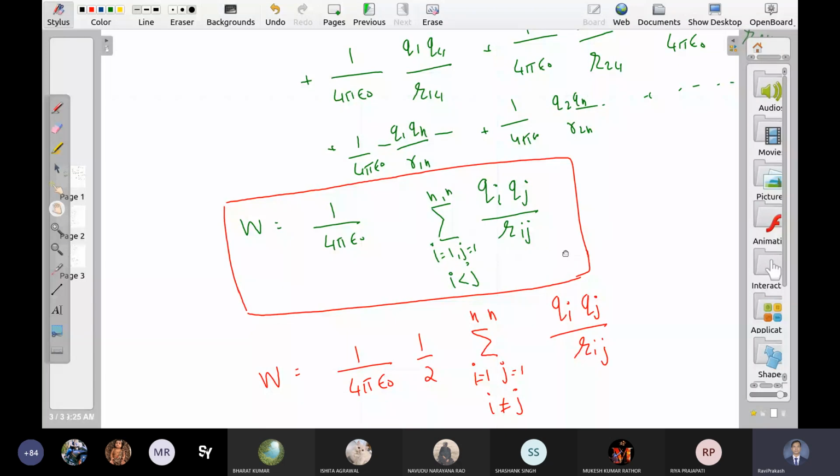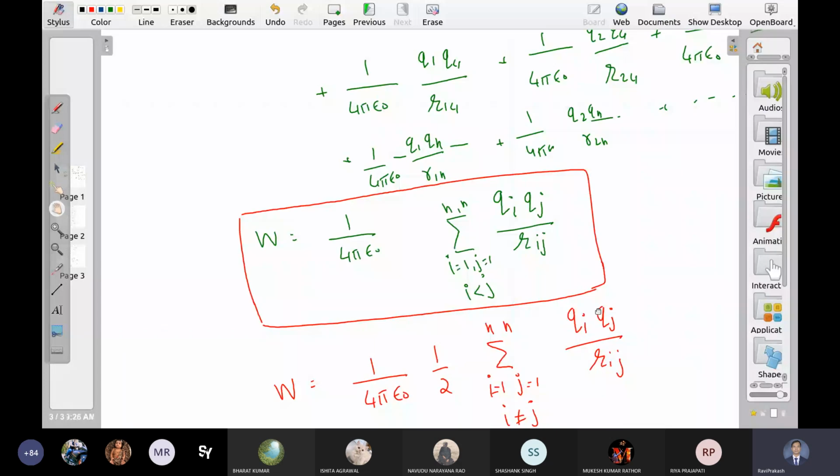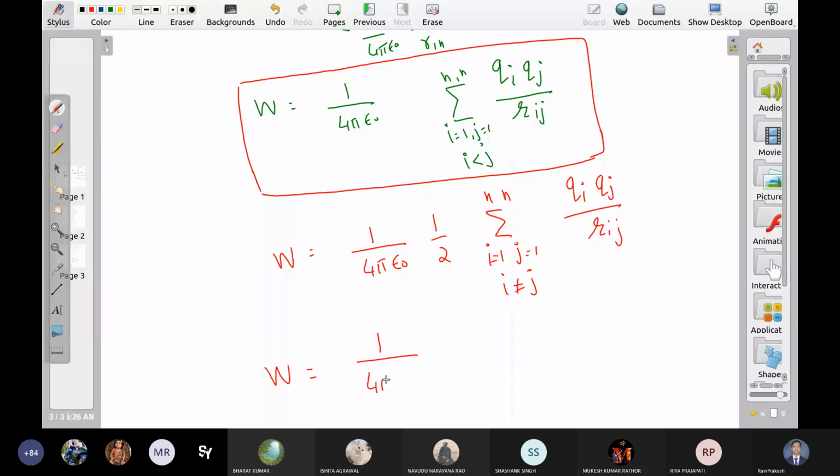So it is like that. I have terms like 1 2. I also have terms like 2 1. But R12 is same as R21. Q1 Q2 is same as Q2 Q1. So there is not much difference. So I increase the number of terms and divide by 2 at the same time. But what is this equal to? One by 2 here, summation i is equal to 1 to n, Qi upon Rij, and i is not equal to j.